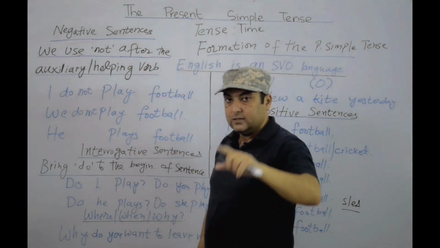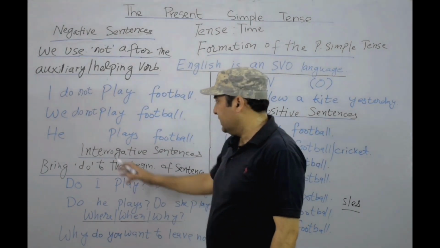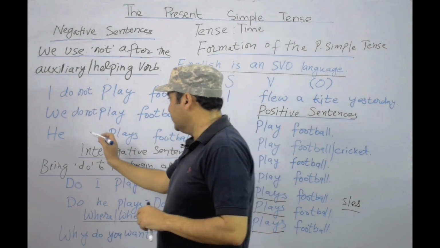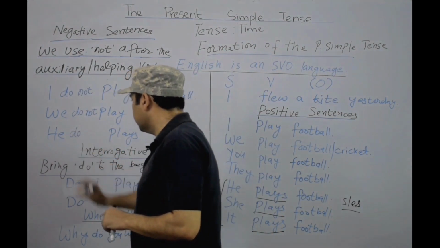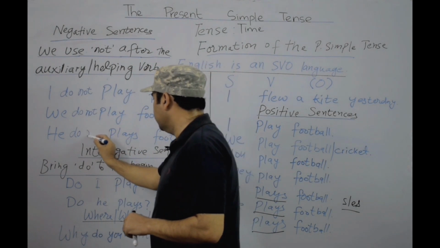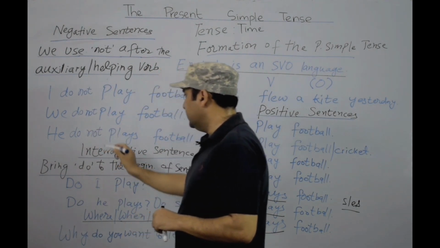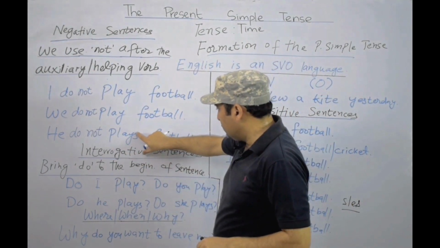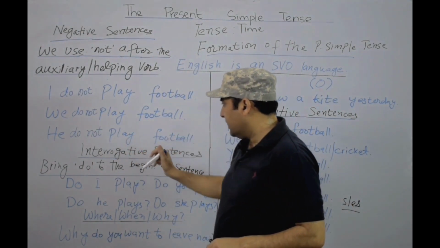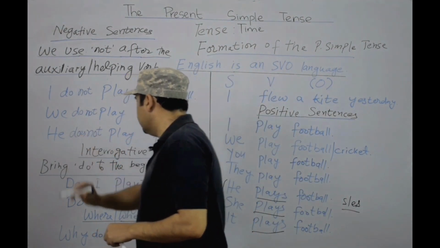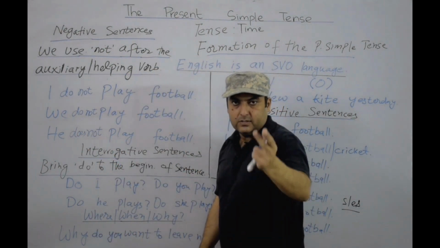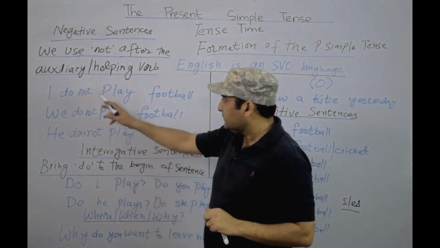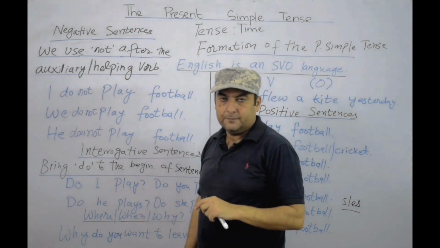What about this sentence when the subject is he, she, it? So he plays football, for example. So the same rule, I'll introduce do here, and then I'll put not here. So this is the basic structure. He do not plays football, but no. What we do, we remove this s and we put it here. So it becomes he does not play football. So this is how we make negative sentences in this tense. So do not and does not.